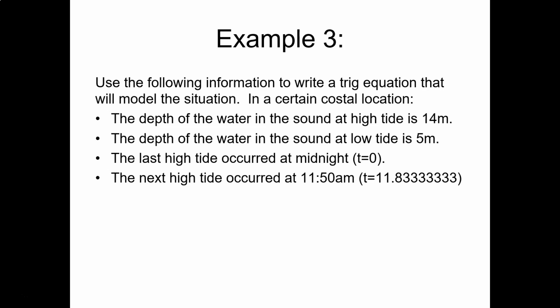The last high tide occurred at midnight, which we're going to call t equals 0. And the next high tide occurred at 11:50 a.m. That's t equals 11.83 repeating, because you've got to do 50 divided by 60 to get that decimal there. It's got to be all in hours. 1150 is not 11.5, right? 11.5 would be 1130.